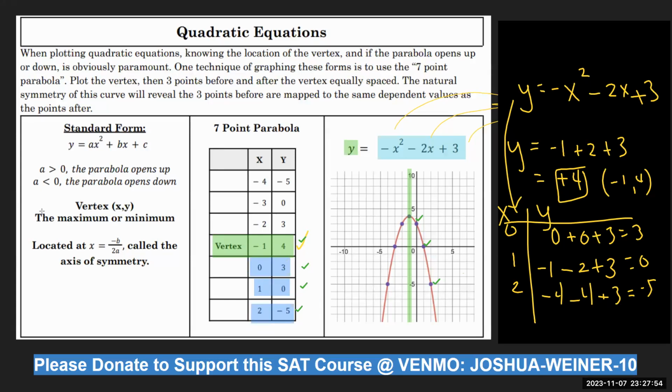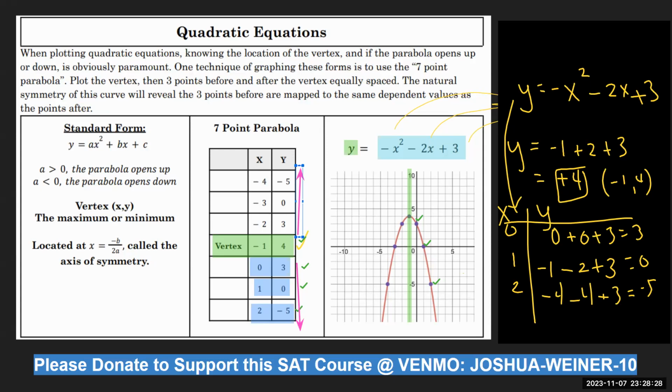However, if we go in the opposite direction, instead of increasing x by 1, what if we go the other direction with x and look at -2, -3, and -4? Well, we should get the same values because parabolas are symmetric. If you fold the parabola onto itself at the line x equals -1, it should be symmetric. But let's prove it mathematically.